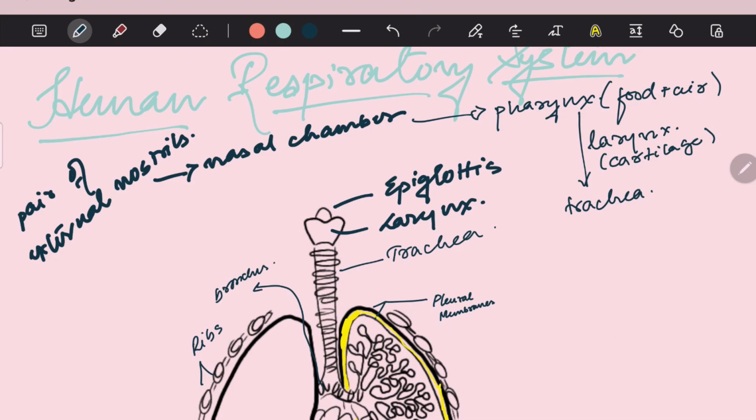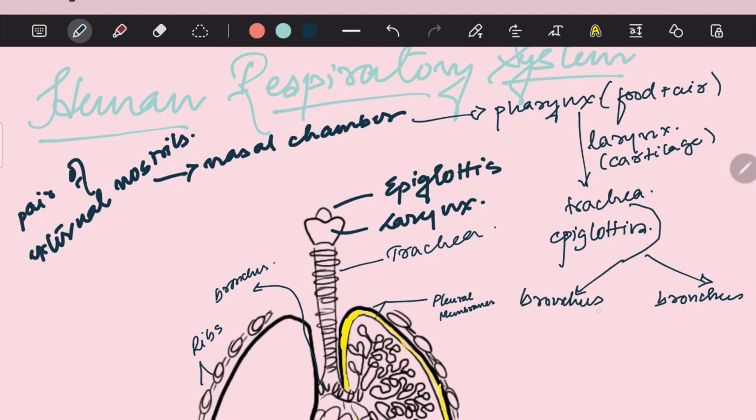The larynx is the one which actually helps us to produce sounds. Once we speak, this sound is produced by the larynx. During swallowing, the glottis, which is the opening of the larynx into the trachea, can be covered by a cartilaginous flap called the epiglottis. I'll explain everything through an image, but let me first say the entire pathway of how the air passes. Now, this trachea, which is a straight tube, divides into two bronchi.